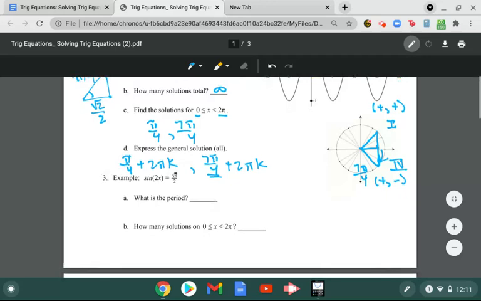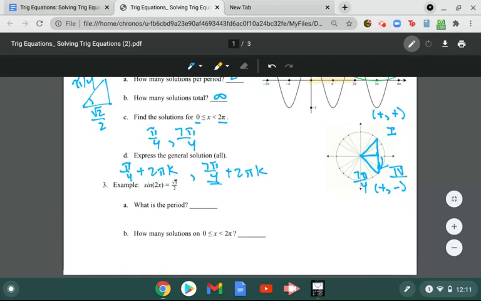Okay, next, the difference between example 3 and the examples that we had above is the period. For this one, we take the original period of sine and divide it by that multiplier 2. So the period is actually pi. So if I were to trace out my sine wave, I would trace out one sine wave between 0 and pi. And then I would repeat that sine wave between pi and 2 pi, and so on in both directions.